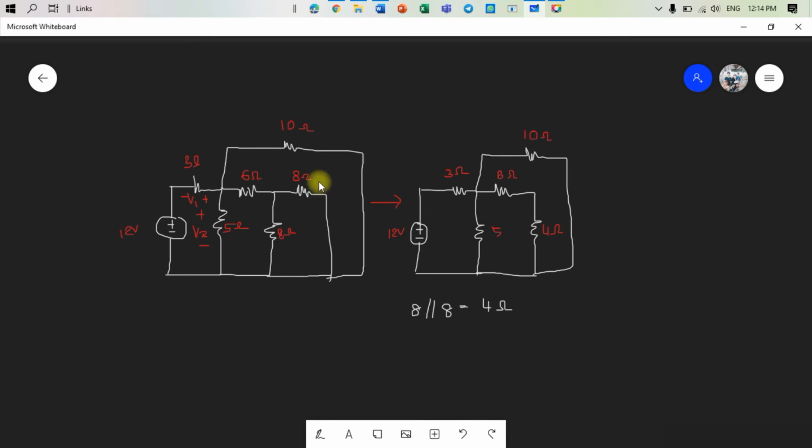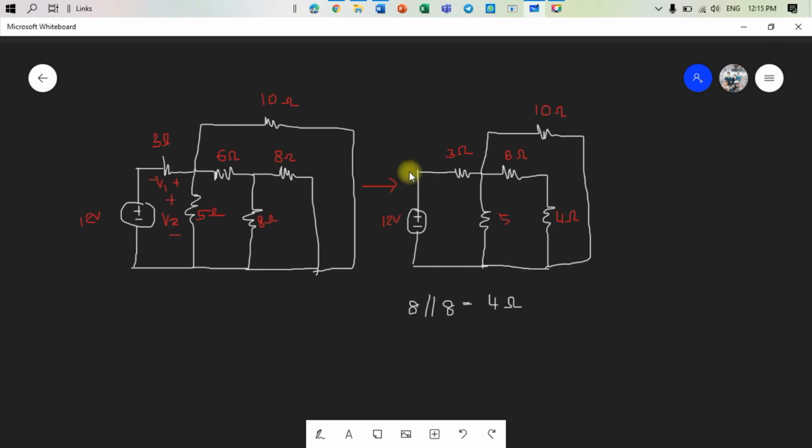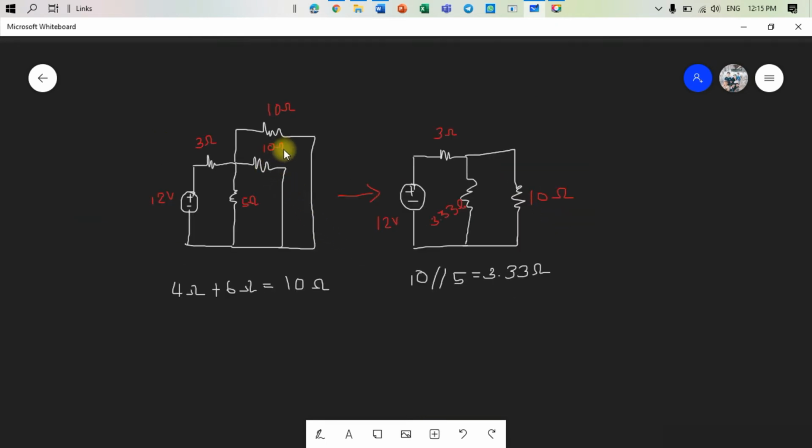After we parallel these resistors, the circuit will be like here. The 8 parallel with 8, we will get 4 ohm. Then, what's next? From here we can see this resistor is in series with this resistor, 4 and 6, and we just add these two resistors, 4 plus 6, and we will get 10 ohm right here.